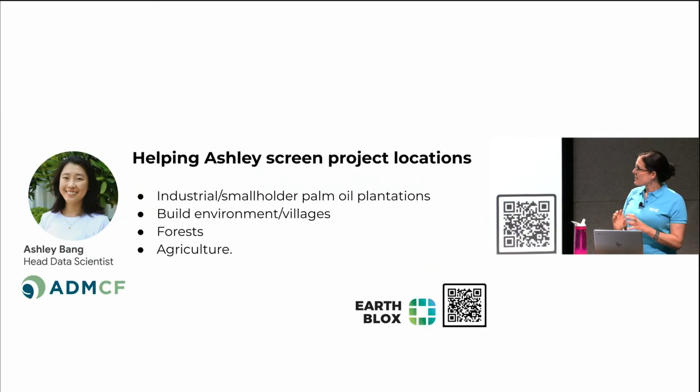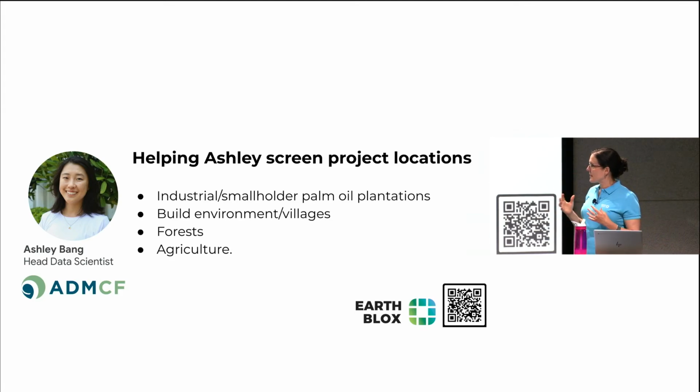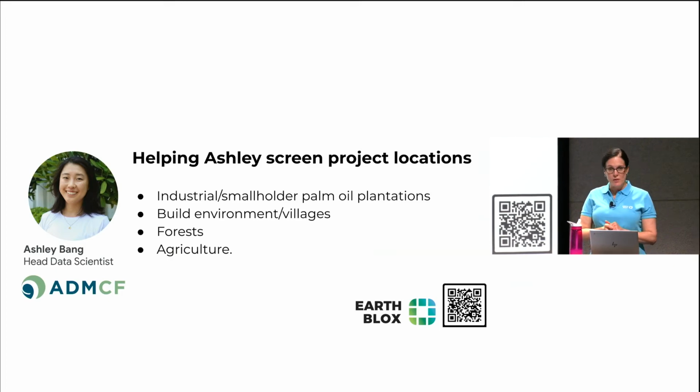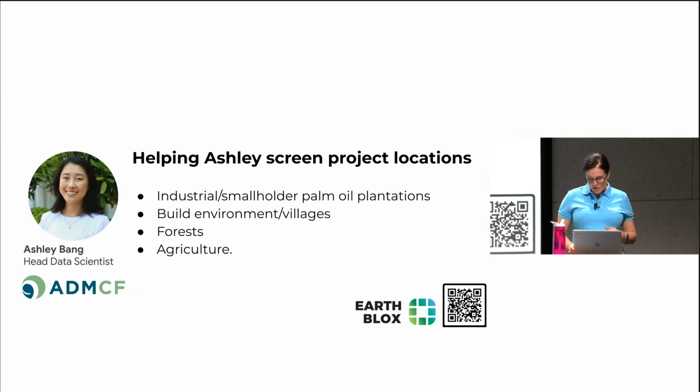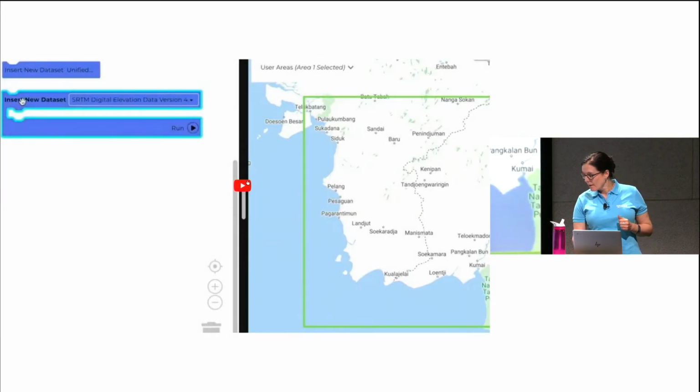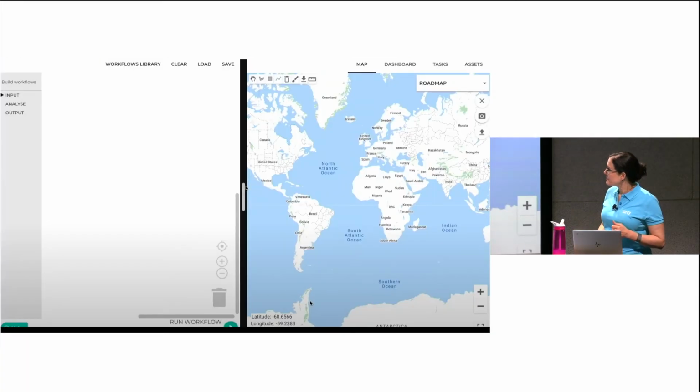So now let's look at something a little bit more complicated, something that's relevant to what we've just done with Karin, so classification. Ashley, in this case, is interested in finding out where can I see where there are industrial and smallholder palm oil plantations that are surrounding built environments, so that's villages, where we can also find more old growth and natural forest and agriculture. So areas where you have that confluence of different interests. So this is how you would run a workflow.